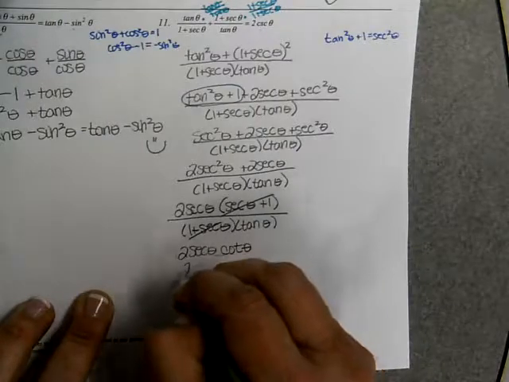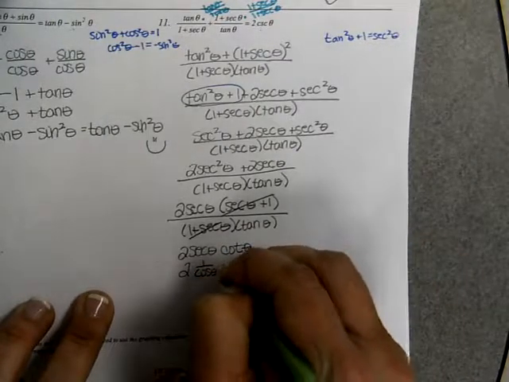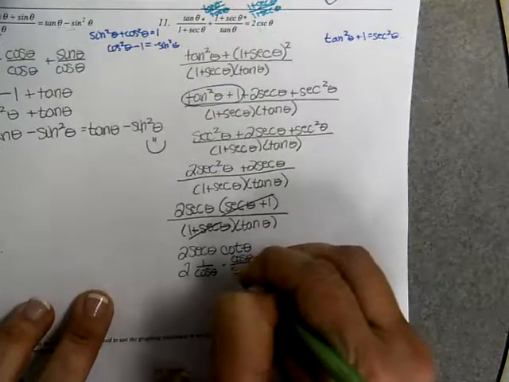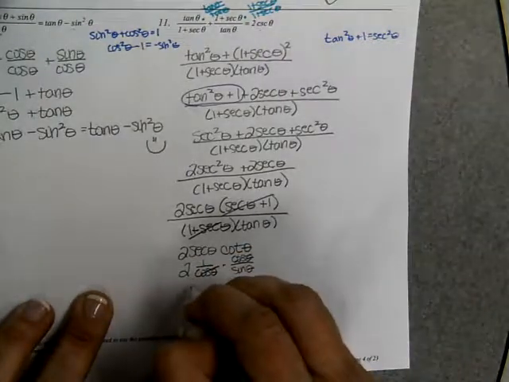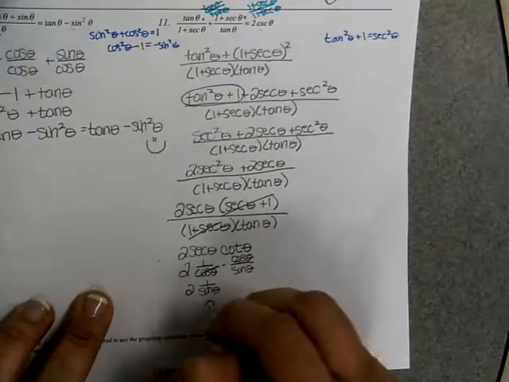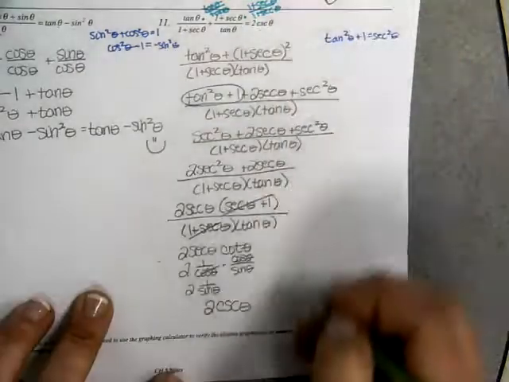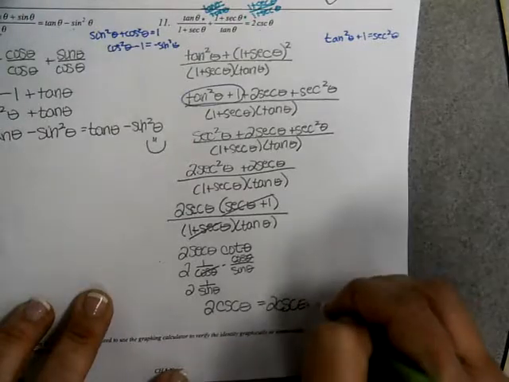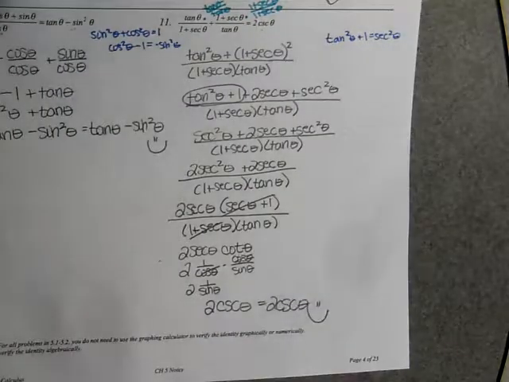And now if you think about things in terms of sine and cosine, secant theta is 1 over cosine theta. Cotangent theta is cosine theta over sine theta, and you can see that these cancel. And so essentially I'm left with 2 times 1 over the sine of theta, which is 2 cosecant theta. And that's what we wanted, equals 2 cosecant theta. Yay. Okay? So that's kind of the scoop.